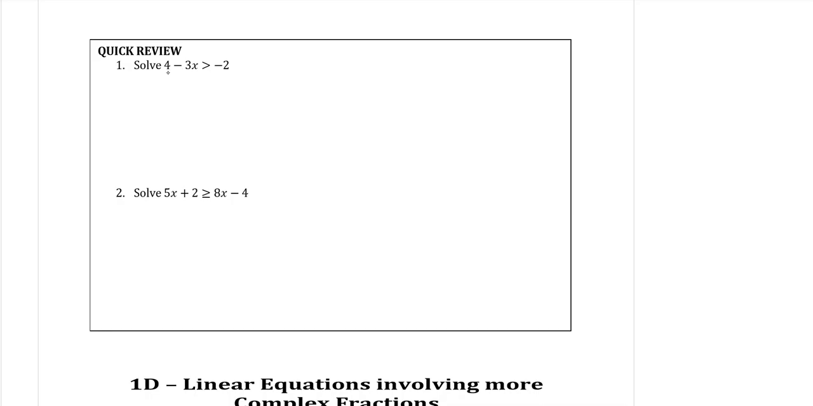The first thing to do is to minus the 4 from both sides, which will leave minus 3x is greater than minus 2 minus 4 is minus 6. Then dividing by the negative 3, you'll get x is less than, so when you divide by a negative, you turn the sign around, x is less than 2. We're not asked to sketch this, so you can just leave the solution like that.